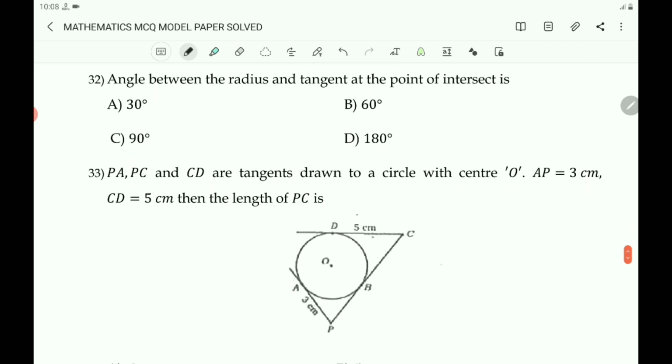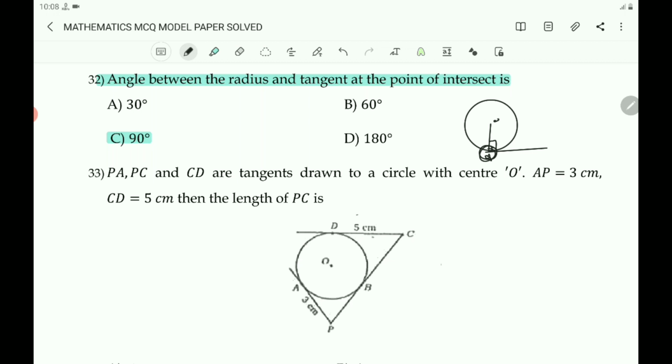Next one, question number 32. Angle between the radius and tangent at the point of contact is. You know, the angle between the radius and the tangent at the point of contact is 90 degrees. Just now we have discussed it. Consider it is a tangent and it is a radius, and this radius at the point of contact is perpendicular to the tangent.